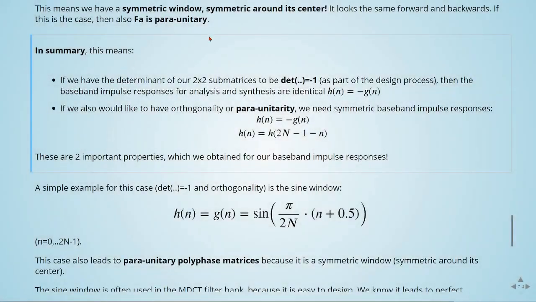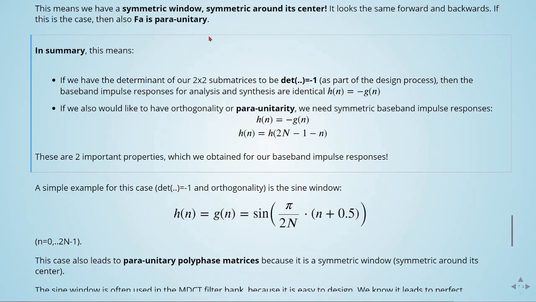To summarize, if we have the determinant of our 2 by 2 submatrices equal to -1 as part of the design process, then the baseband impulse responses for analysis and synthesis are identical up to this sign. So h of n is equal to minus g of n.